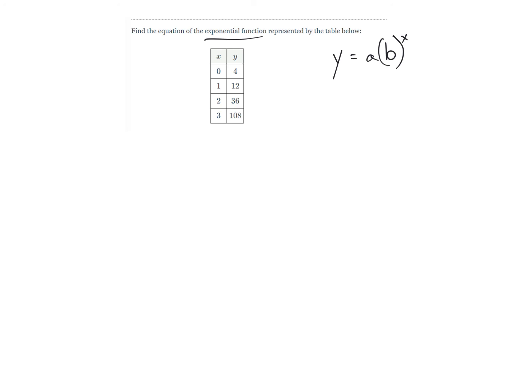Well, look at this. At 0, y equals 4. So what that means to me is the a is 4, okay? And then the b is just how much is multiplying each time. How much multiplies from 4 to 12? What's multiplied? 3. And does that pattern stay true every time? 12 times 3 is 36? It is. And again, this is multiplied by 3. Times 3.